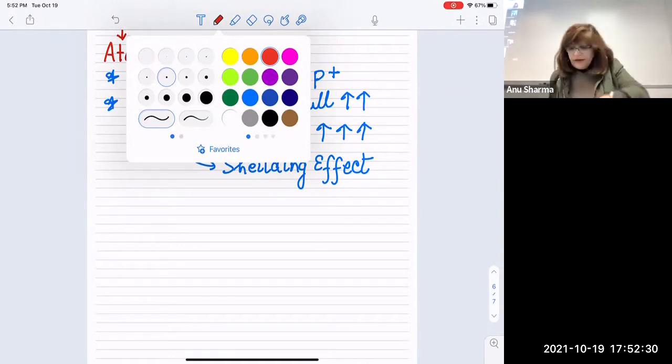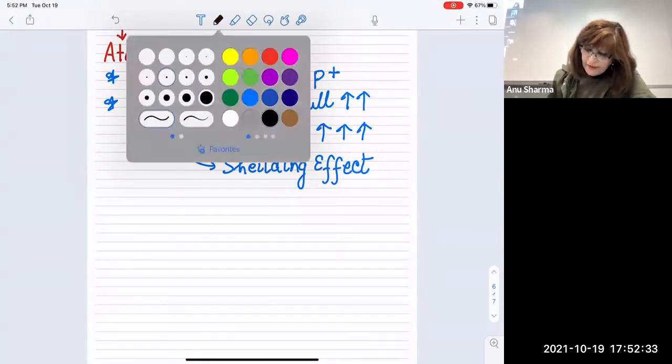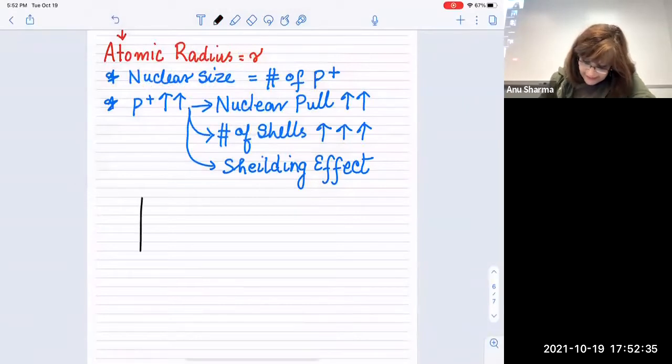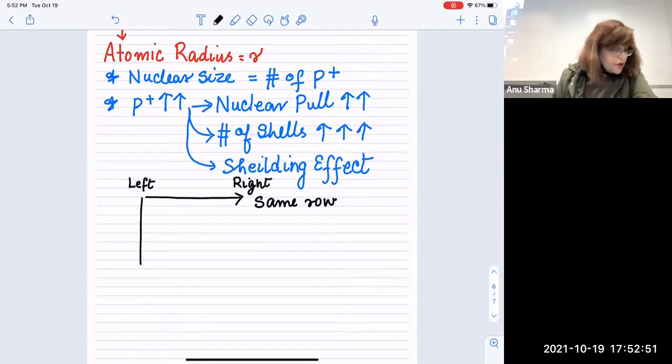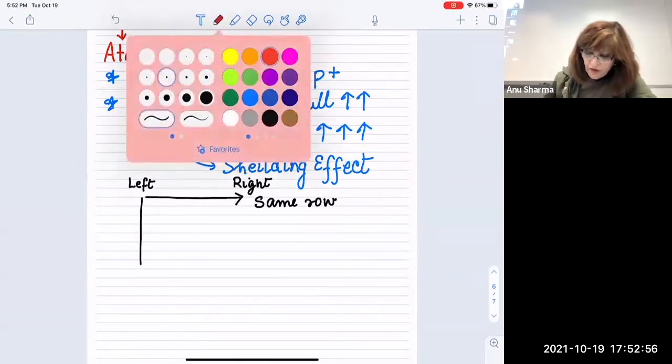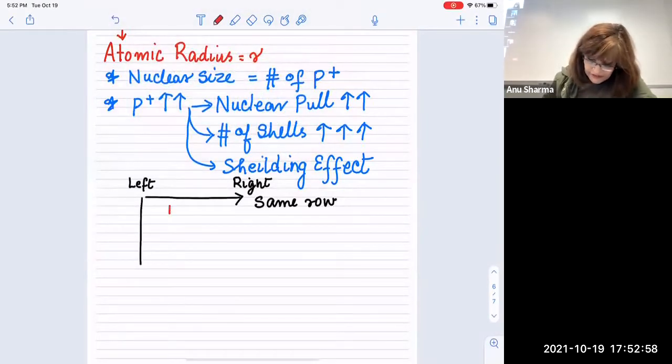Now, there is a trend in the periodic table. As you go in the same row, from left to right, what happens to the size? The size decreases. The atomic size, the atomic radius decreases. So radius decreases.